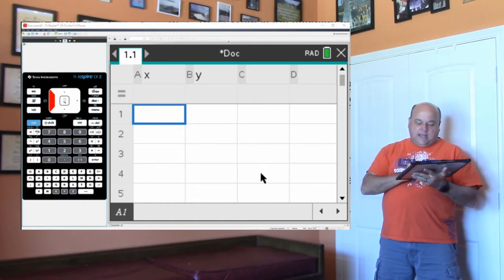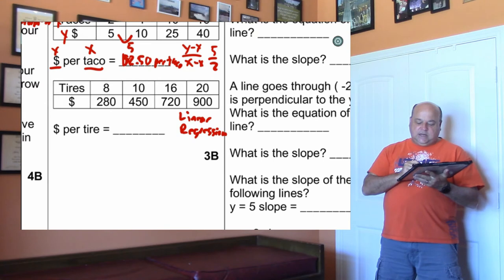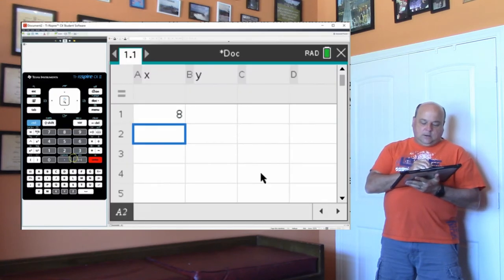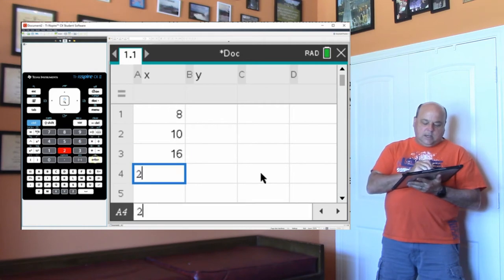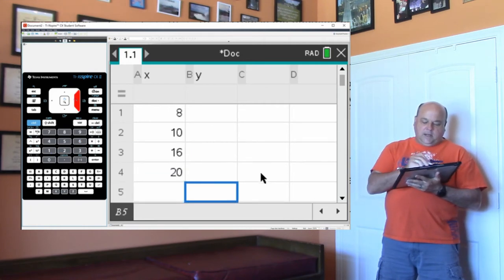Now then I'm going to put in my X's. So 8, 10, 16, 20. So 8, enter, 10, enter, 16, enter, 20, enter. Hit the right arrow button, go up.